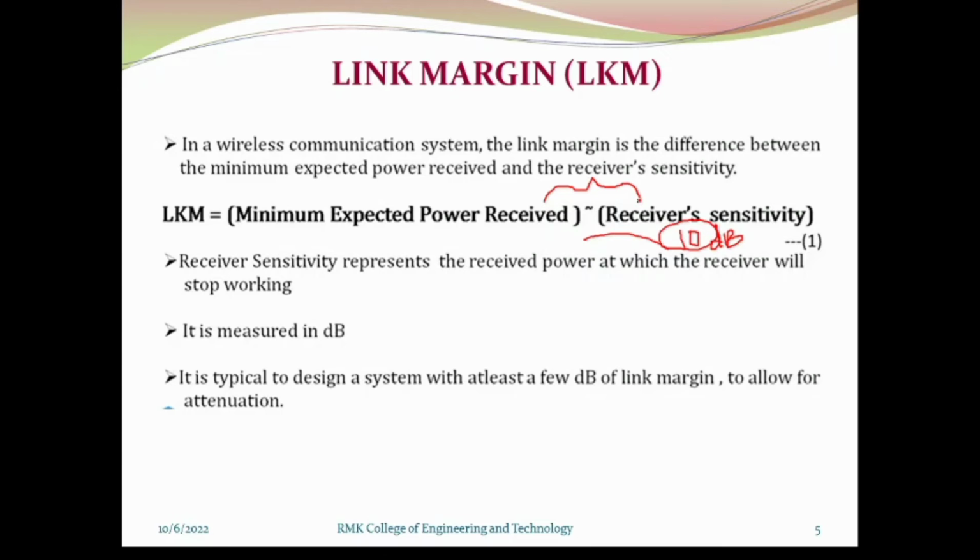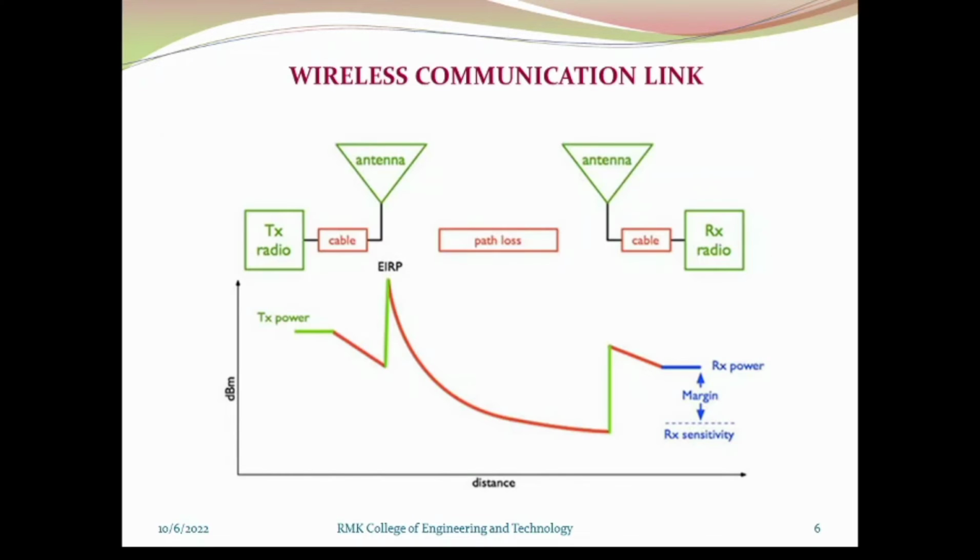The receiver sensitivity represents the received power at which the receiver will stop working. So this is another way we can define receiver sensitivity, right? If your received power is less than 10 dB, what will happen? The receiver does not respond to anything, right? So with a negative value of link margin, the receiver does not work. This will be indicated with respect to dB.